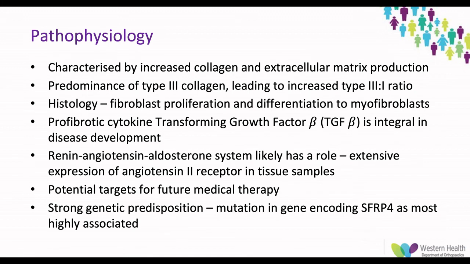The renin-angiotensin-aldosterone system likely has a role. There is extensive expression of angiotensin II receptor in tissue samples. These could be potential targets for future medical therapy. There is a strong genetic predisposition. A mutation in the gene encoding for SFRP4 is the most highly associated. This leads to increased production of alpha smooth muscle actin, which contributes to skin dimpling and contracture formation.